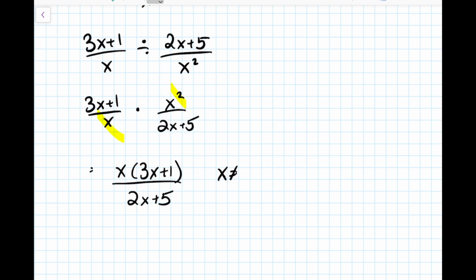For NPVs, we've got that x can't be 0 and x can't be negative 5 over 2. And so yeah, anytime you run into a case like this, try to think of it as a division instead of as a fraction. It'll make your life hopefully a little bit easier.